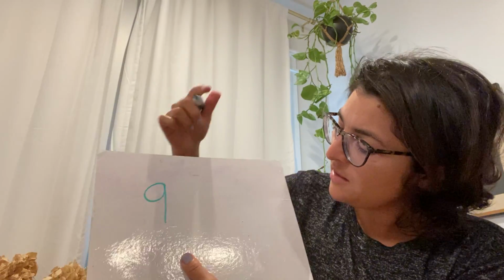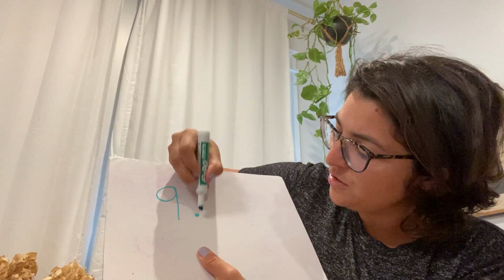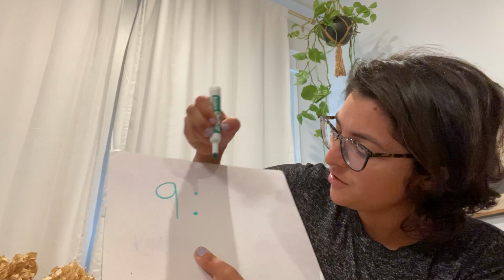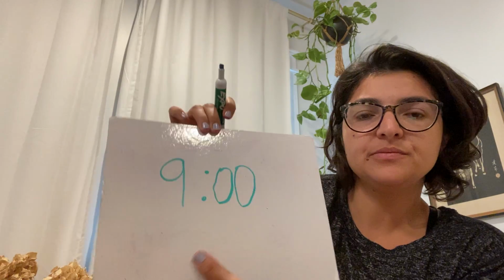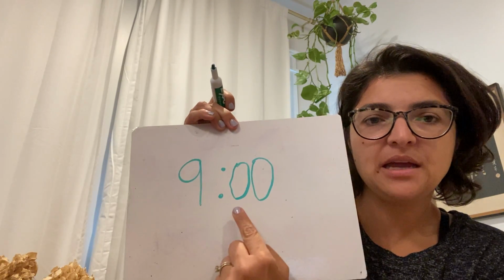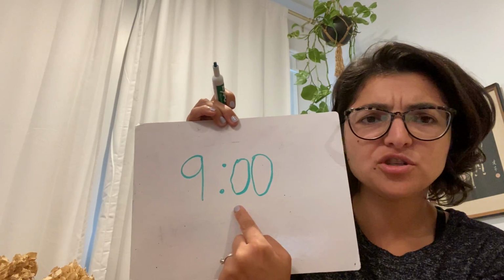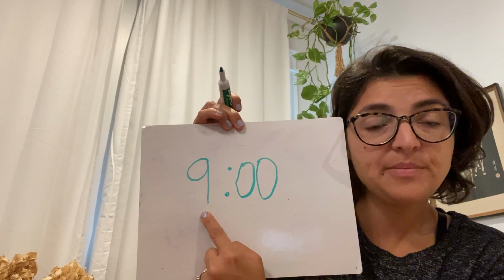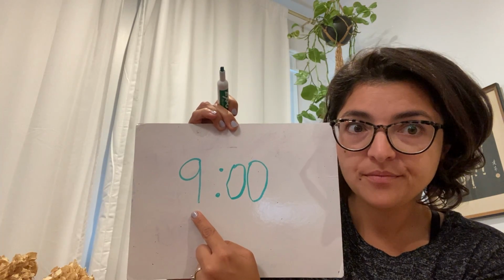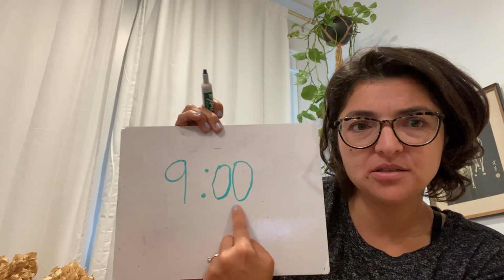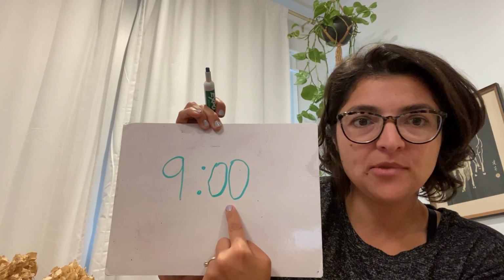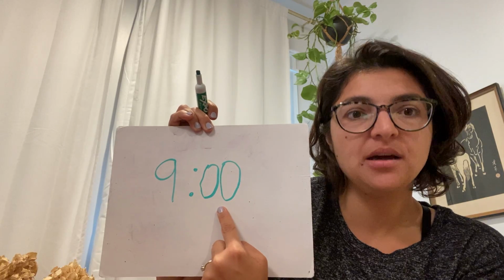When we write it down, we're going to write the number 9, of course. Then we're going to put these 2 dots right on top of each other and 2 zeros. So this tells us that it's 9 o'clock with no extra minutes over here. This is my section for the hour. So I know it is 9 o'clock, and there's no minutes over here. These are my minutes. No extra minutes, it's just 9 o'clock.